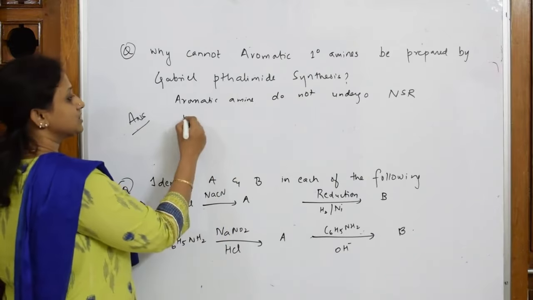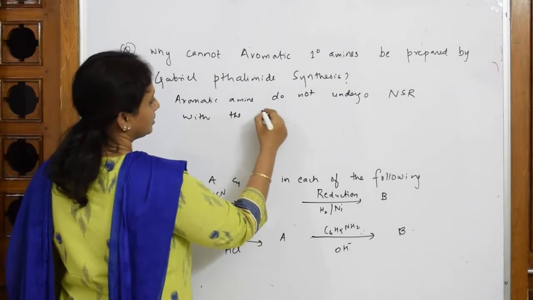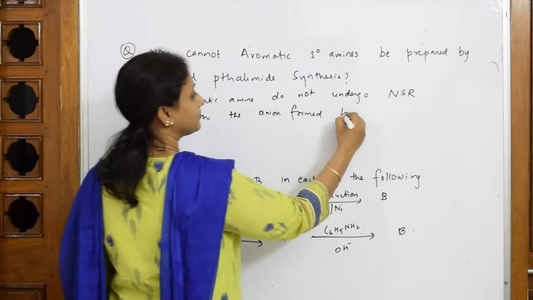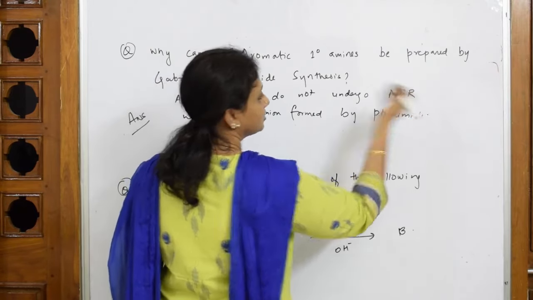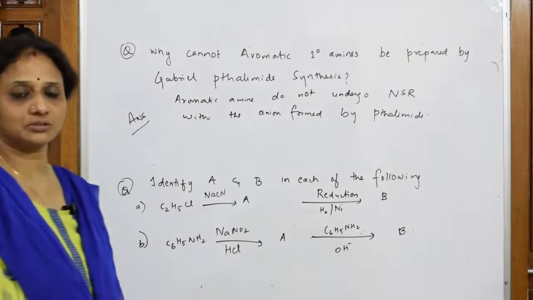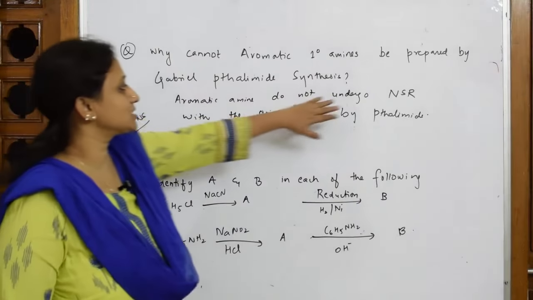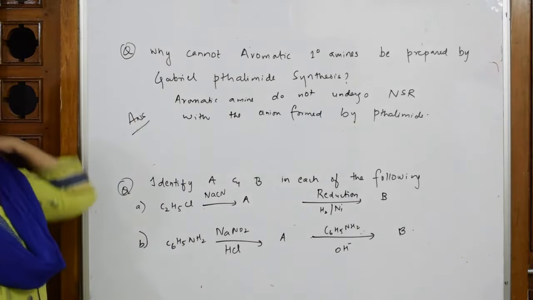That is the reason they do not show Gabriel phthalimide synthesis, because they don't form the product. If you don't remember this, just say they do not undergo nucleophilic substitution. That's it, simple. Now let us come back and solve such questions.